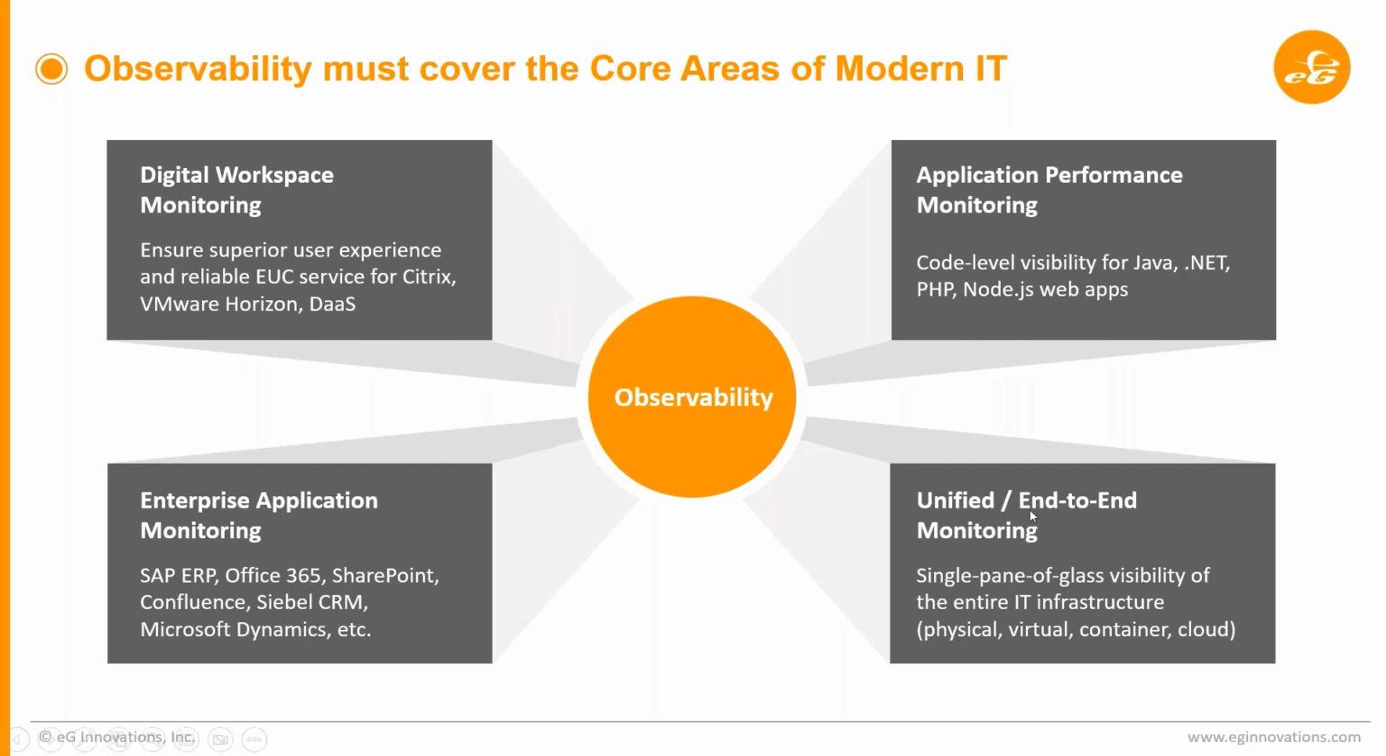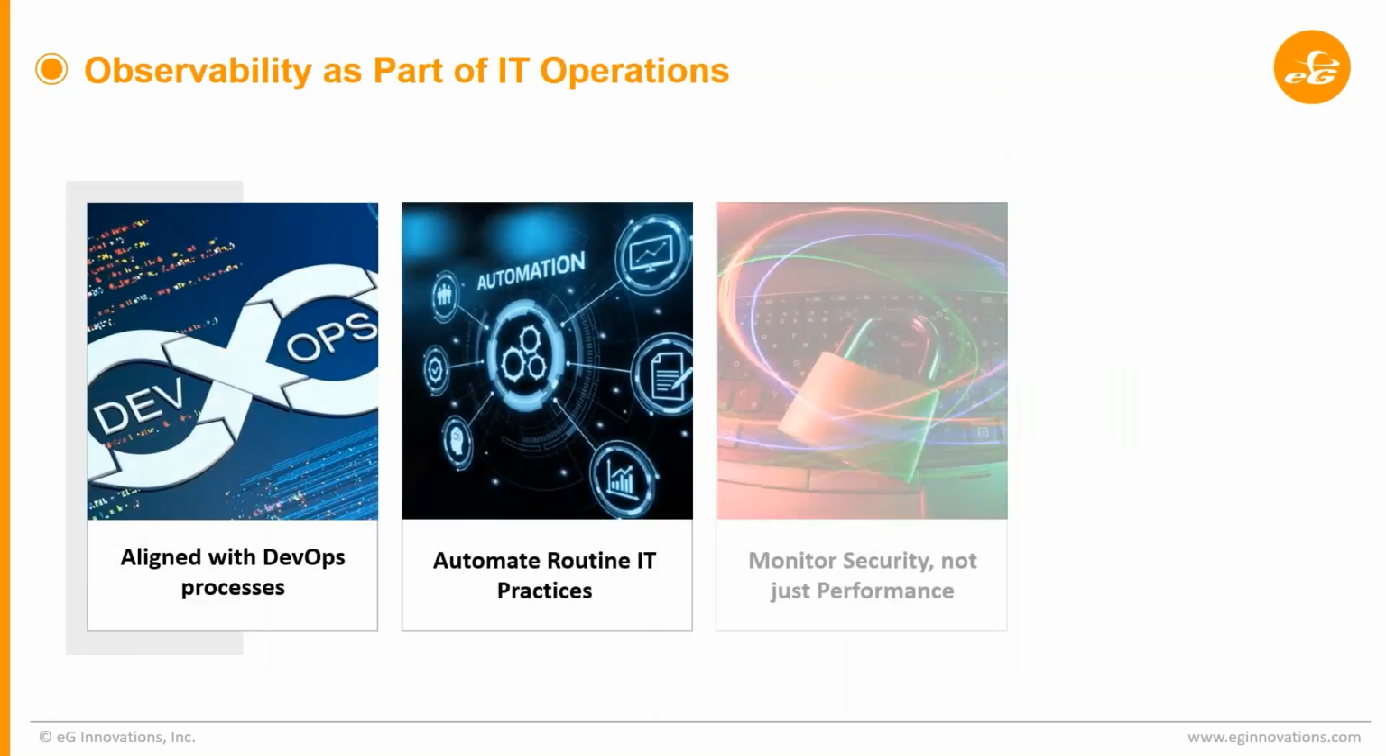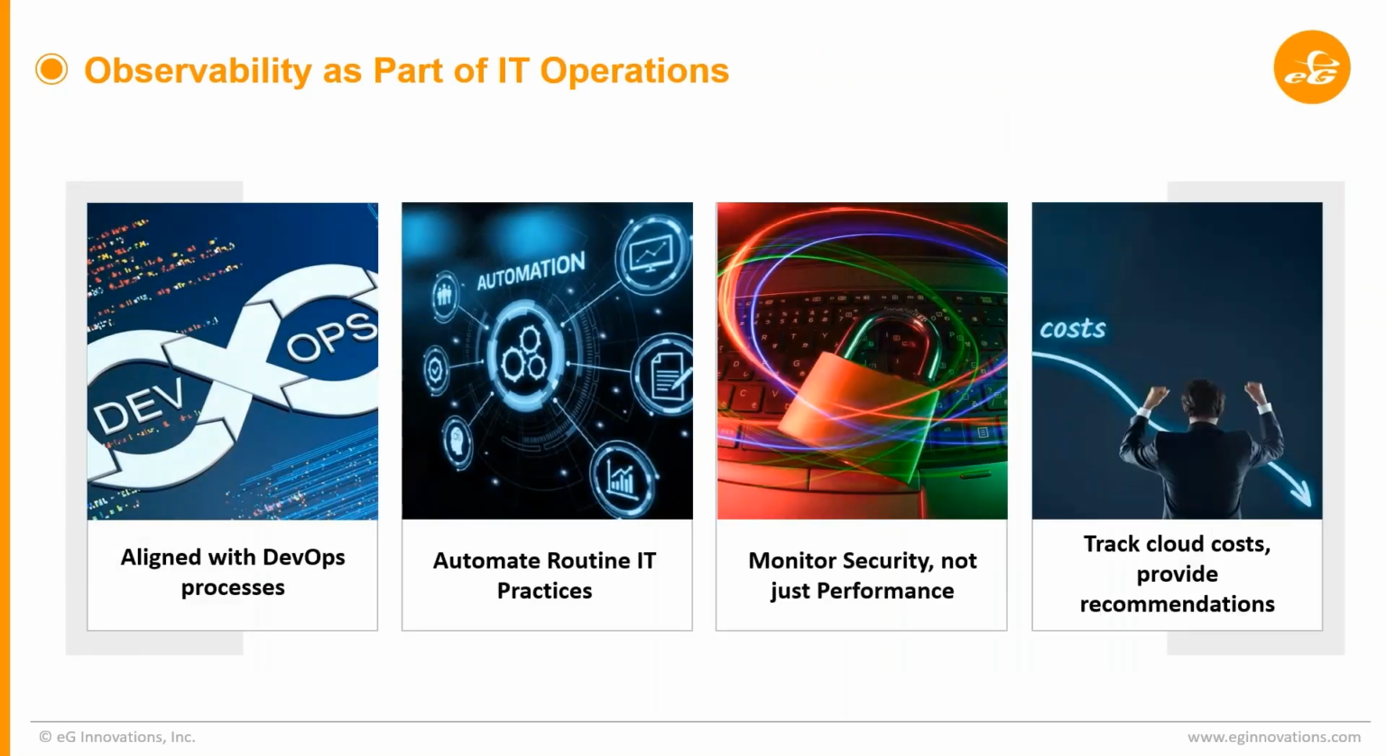At the same time, you need end-to-end visibility because if you have gaps in terms of what you can monitor and observe, then you're not going to be able to troubleshoot issues. So getting that single pane of glass view is also an important core area of focus for observability. So observability as part of IT operations must be aligned with DevOps processes because that is where organizations are moving towards. The automation of routine IT practices must be facilitated by our observability strategy.